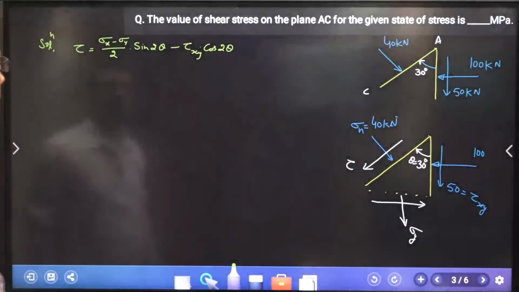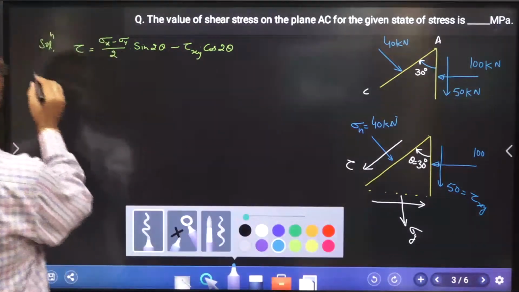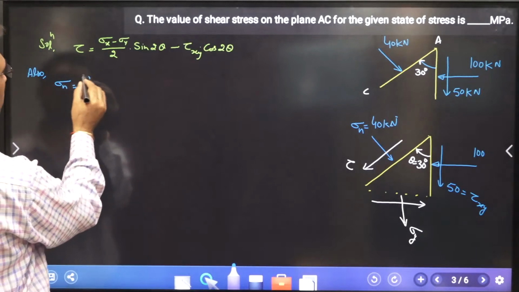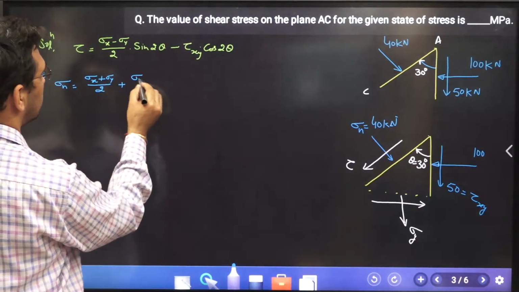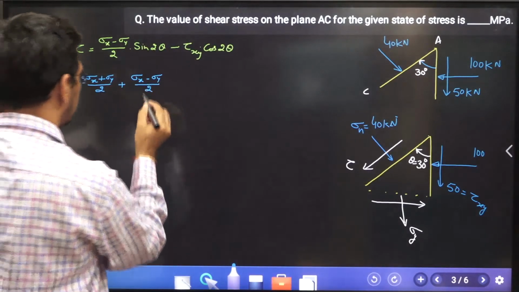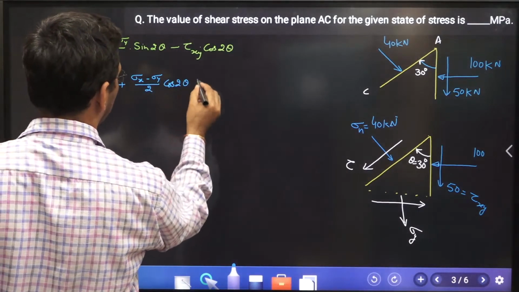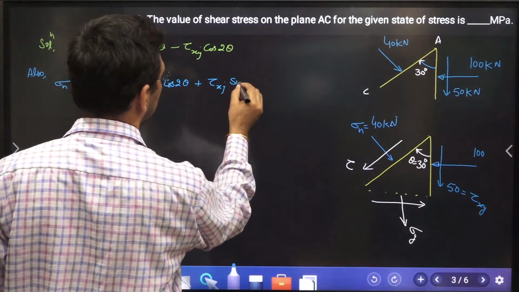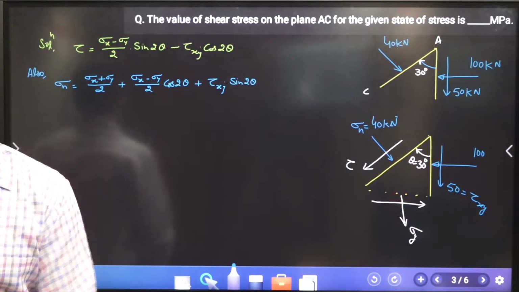That's all. Now what I need is the sigma y. So for that I need to calculate. So also, sigma n is equal to sigma x plus sigma y by 2 plus sigma x minus sigma y by 2, and it is what? Cos 2 theta plus tau xy sine 2 theta, right? So this is what you have. Now just input this value.